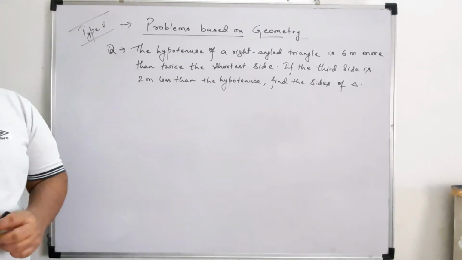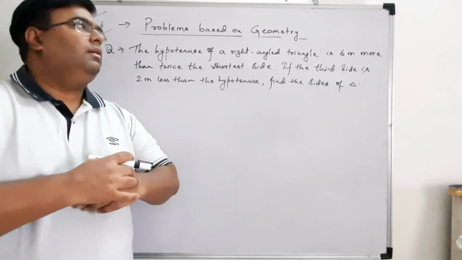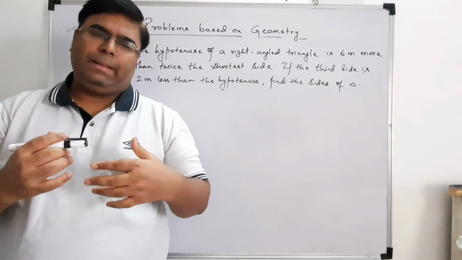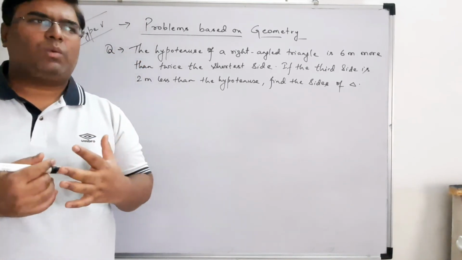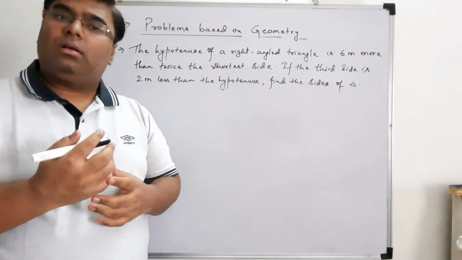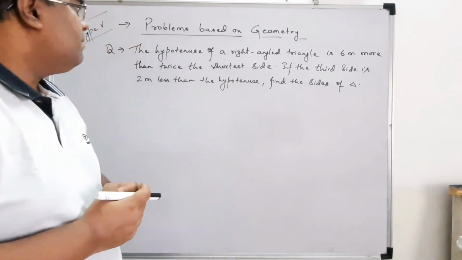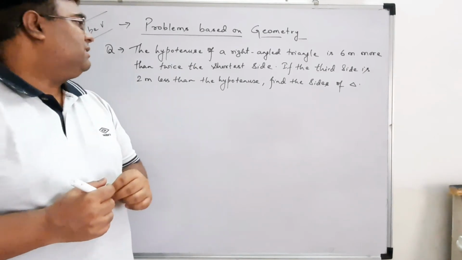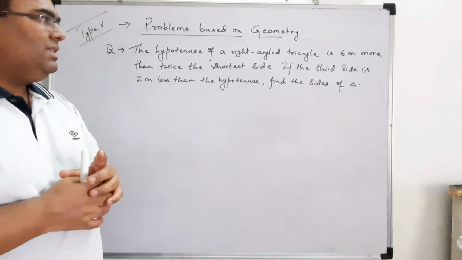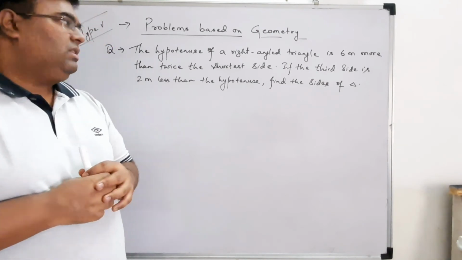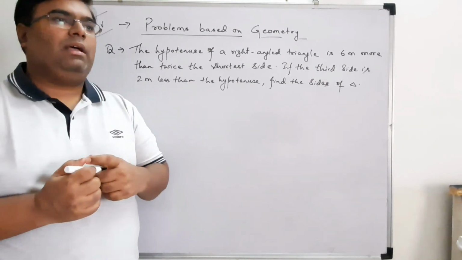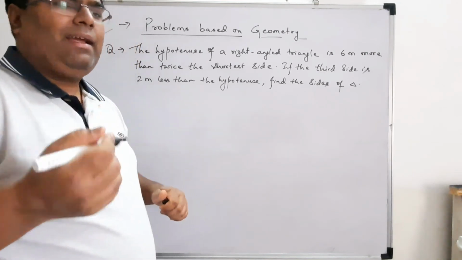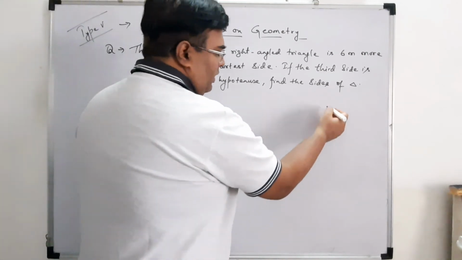Okay, let us solve another type of problems which is based on geometry, right? So geometrical shapes will be involved: triangle, square, rectangle, circle, kind of, right? So the question is, the hypotenuse of a right angle triangle is 6 meter more than twice the shortest side. If the third side is 2 meter less than the hypotenuse, find the sides of the triangle. So it is a right angle triangle. So let us draw it first.